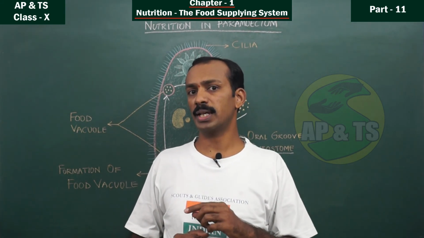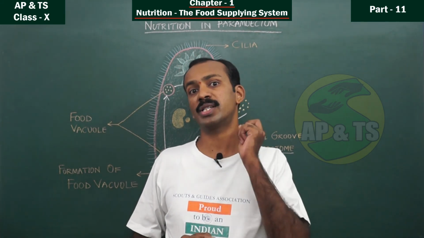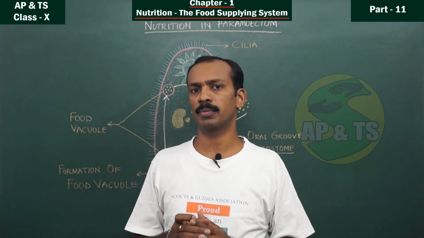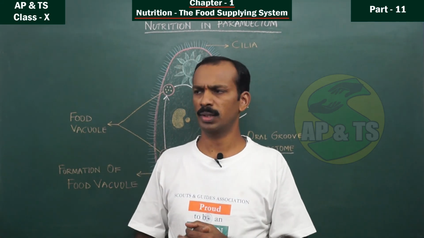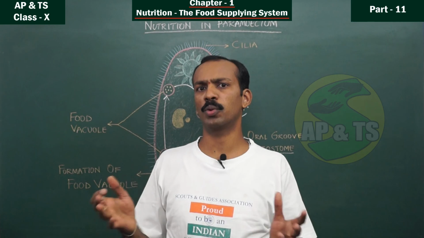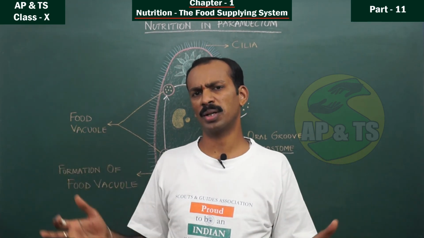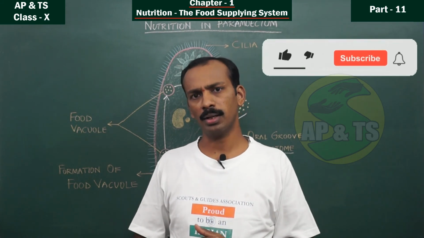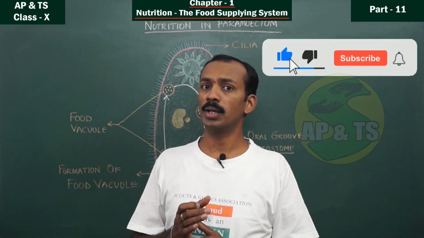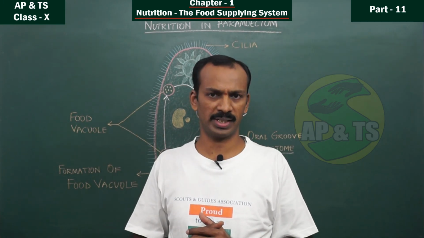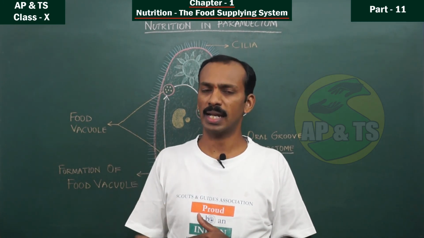Now we will see digestion in multicellular organisms. Example, human being. Any other example also you can take. Any animal also you can take as an example: cow, buffalo, monkey, dog, goat. All these are examples which you can take for multicellular organism. Then how nutrition in multicellular organisms takes place, that we will see in the next class.